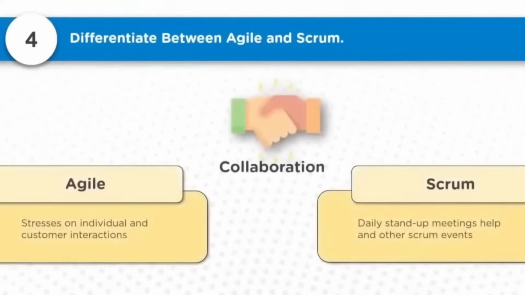So the next point is about collaboration. The Agile Manifesto stresses individual interactions and customer collaboration. Based on this, if you look at Scrum, how are they demonstrating this? There are various events which happen in Scrum. As I mentioned earlier, we have daily stand-up meetings and other Scrum events like sprint retrospective, sprint review, and sprint planning, which happen regularly. So it becomes a reason for collaboration and for everyone to discuss and make the call.